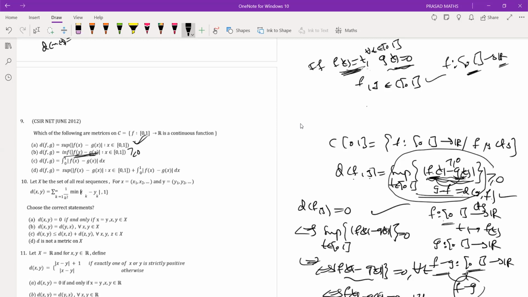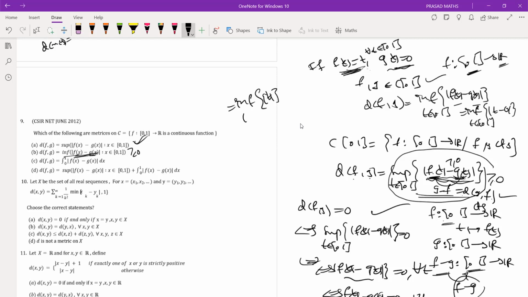But what about the distance between these two functions? That is nothing but the infimum of |f(t) minus g(t)| over the closed interval [0, 1]. What is f(t)? It is t. What is g(t)? The constant function 0, on the closed interval 0 to 1. So this is nothing but the infimum of |t| over [0, 1].